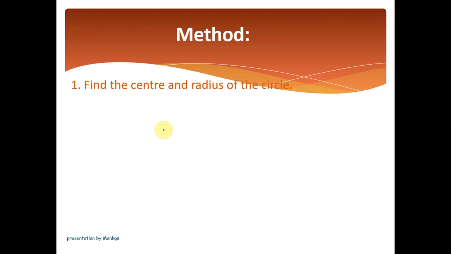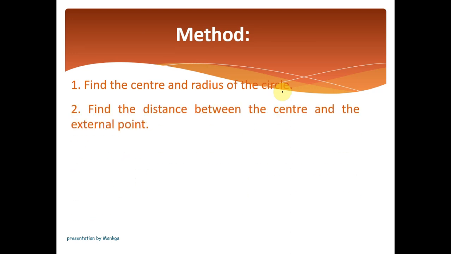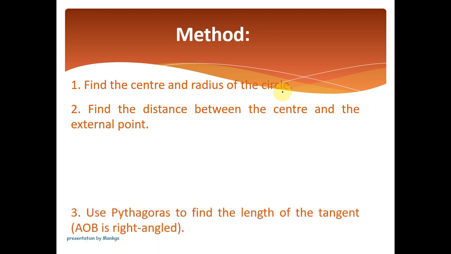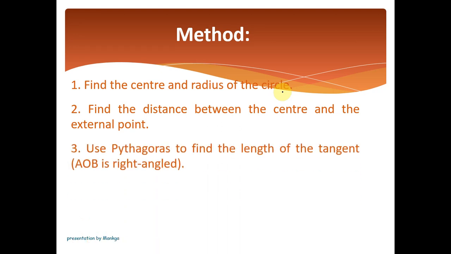The first thing that you do, you find the center and the radius of the circle. That is the first thing that you do. Number two, you find the distance between the center and the external point. Number three, you use Pythagoras to find the length of the tangent. AOB right angle. Then that will be your right angle triangle.